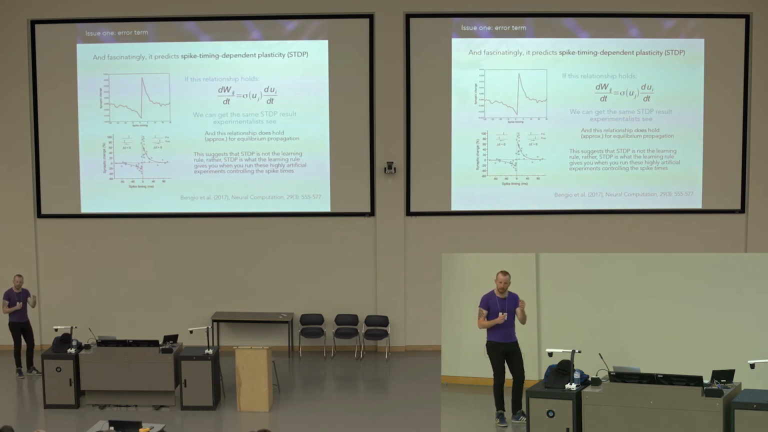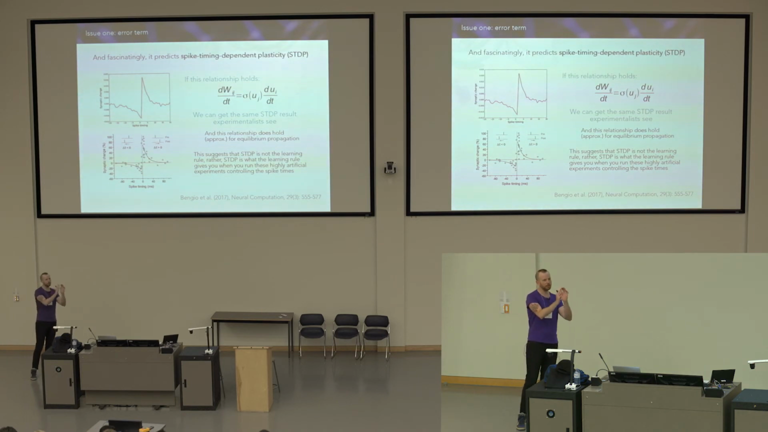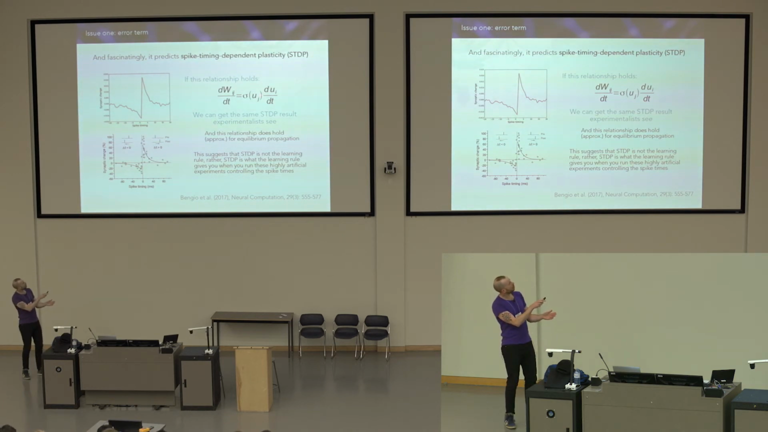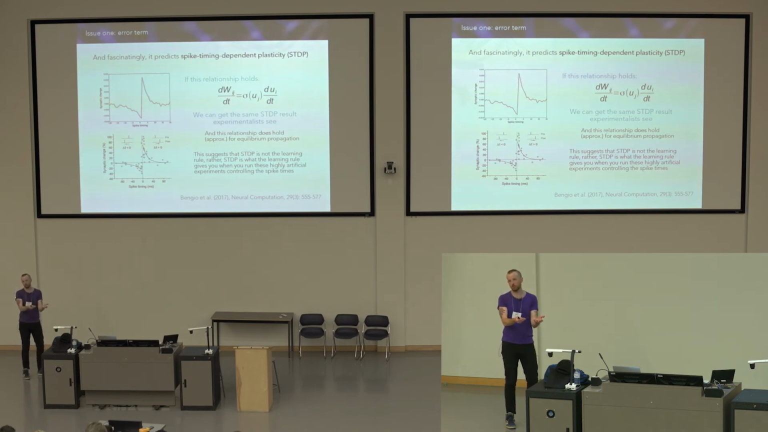So what that means is that you can have a learning algorithm that's doing gradient descent, but if you do this very highly artificial experiment where you force activity to occur at particular times in pre- and postsynaptic neurons relative to each other, you end up recovering the STDP curve. Now, note that this is not the learning algorithm that Joshua and Benjamin proposed, but you can show that their learning algorithm adheres approximately to this equation.